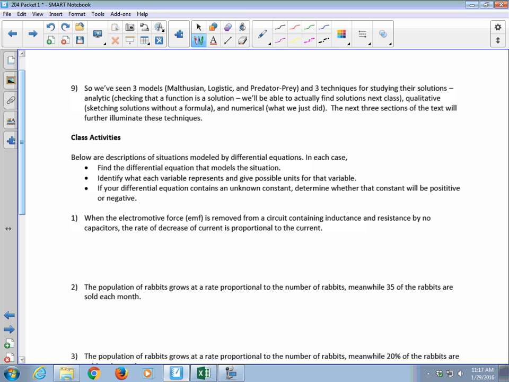So what we just did with the predator-prey was a numerical analysis. The next 3 sections of the text are going to further illuminate those 3 techniques. But for now, we're just going to focus a bit more on modeling for today's activities.